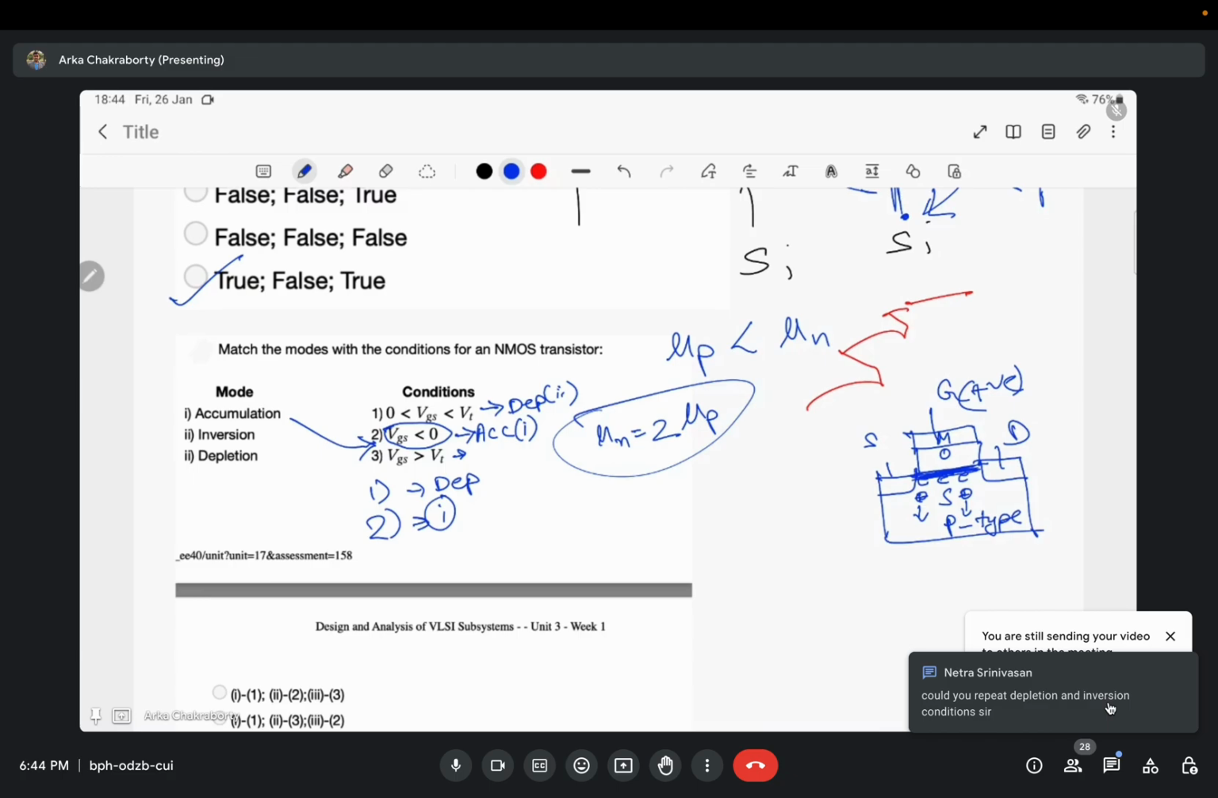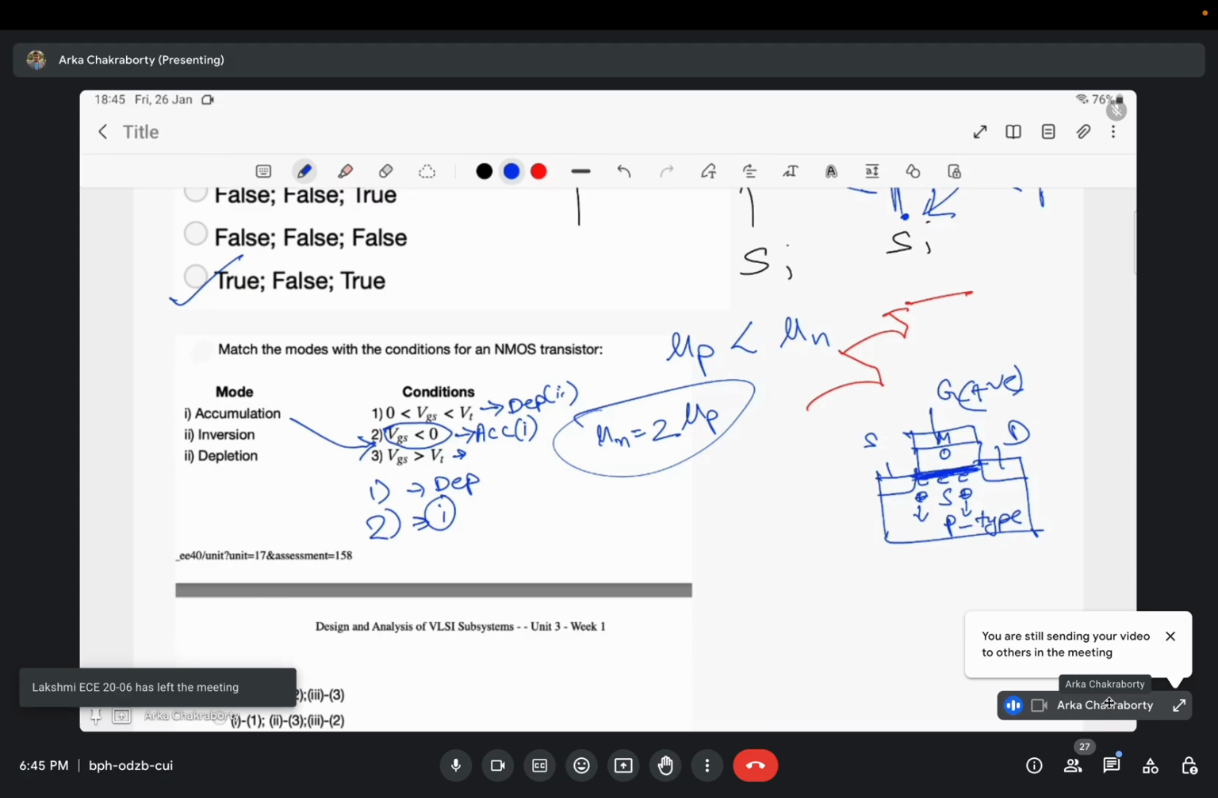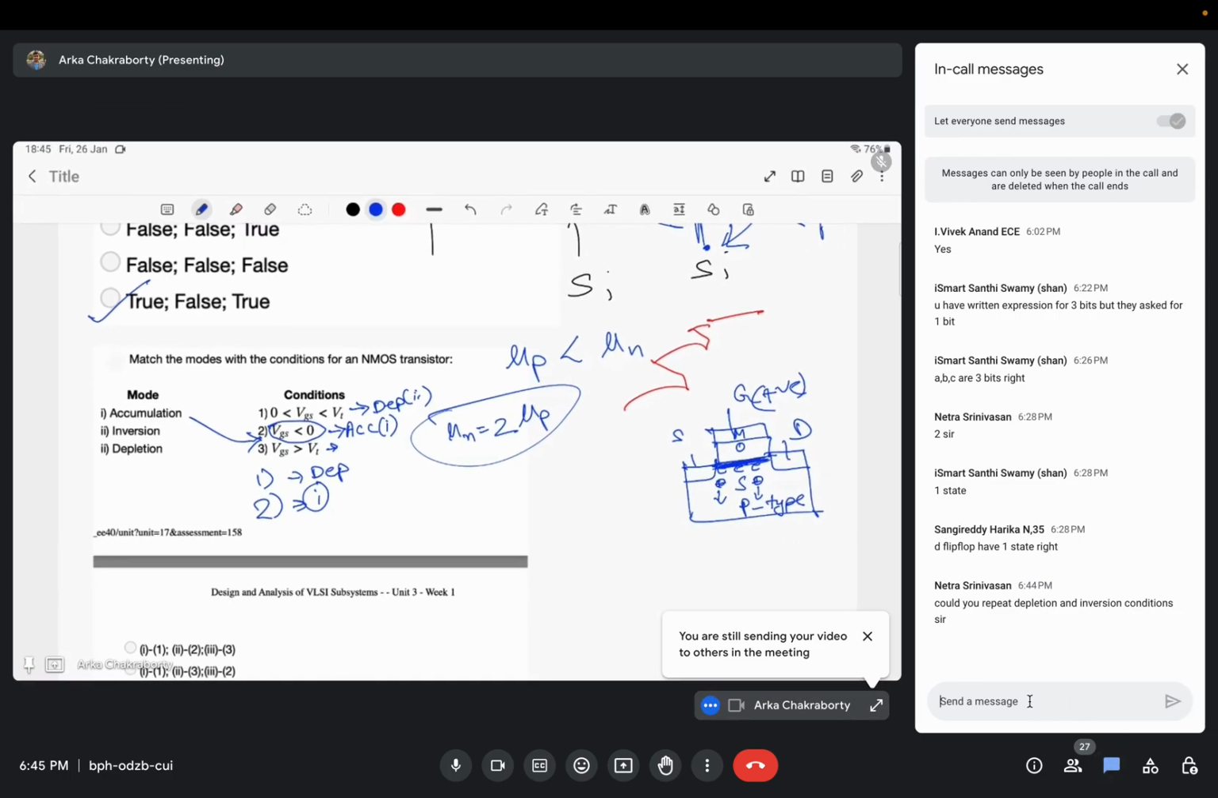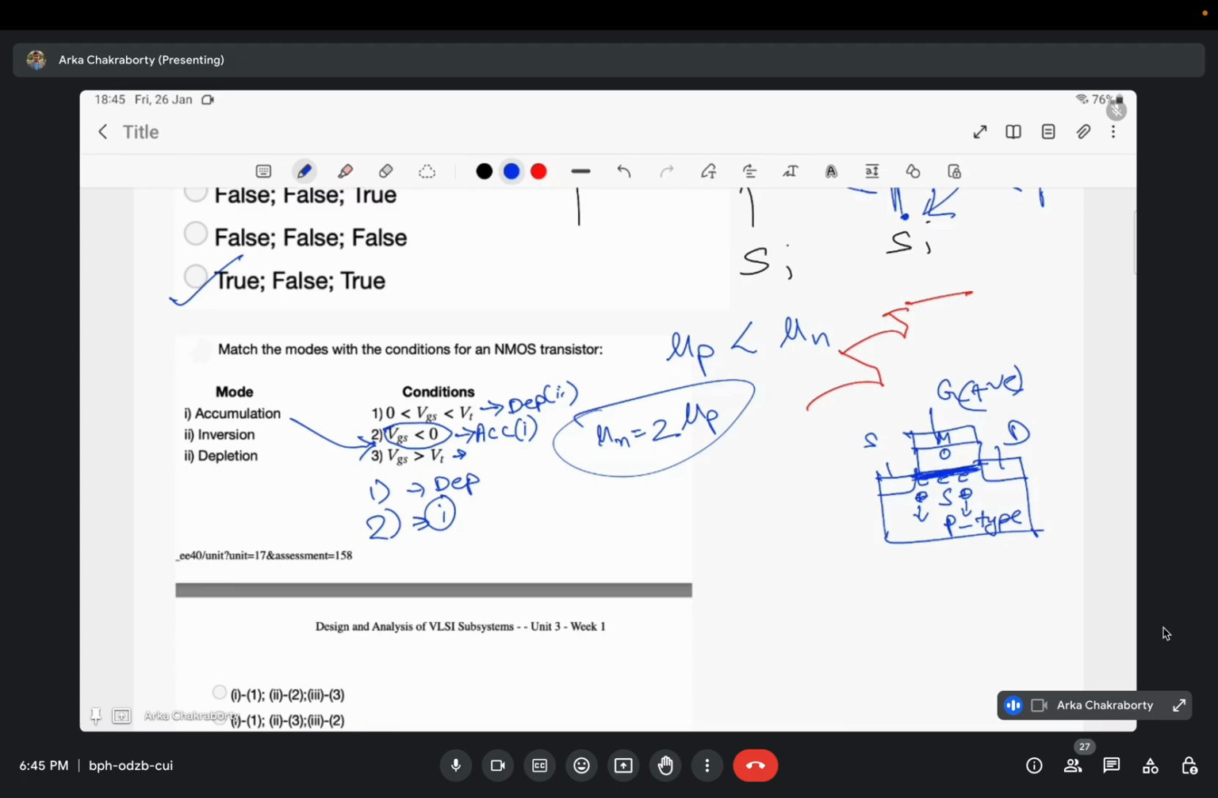Could you repeat the depletion and inversion conditions, sir? Okay, let me do one thing. At the end I will be talking about the 2-terminal MOS and 3-terminal MOS. At that time I will talk about it in more detail, so just be with us for a few more moments, because I will be repeating that part anyhow. Hope it's okay with you. Who said it? Netra. Hi Netra, hope it's okay with you. Just wait for a few more minutes. I'll be talking about that in the 2-terminal MOS model, the MOSFET model.